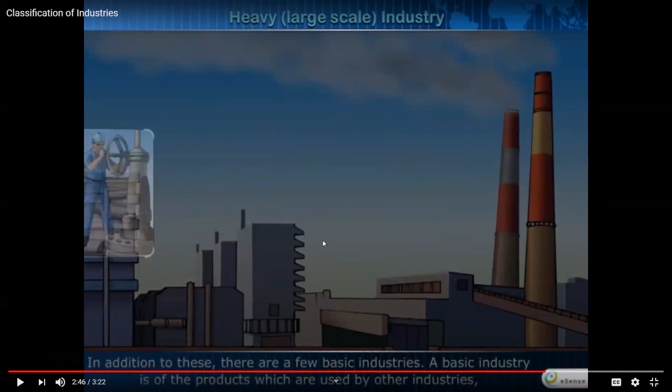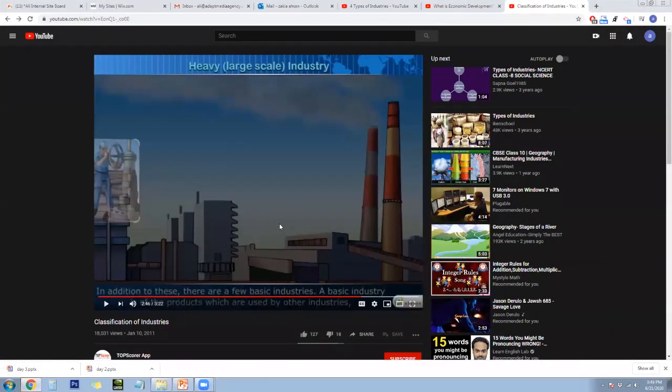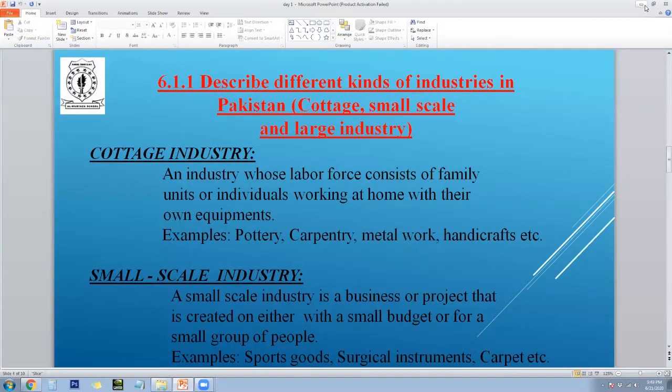Okay, now I think you are all clear about the different types of industries that I have mentioned in the SLO. Let's clarify more with the definitions. I'm giving you a minute. Read out the definition yourself.